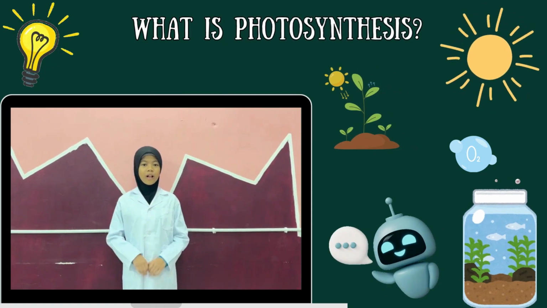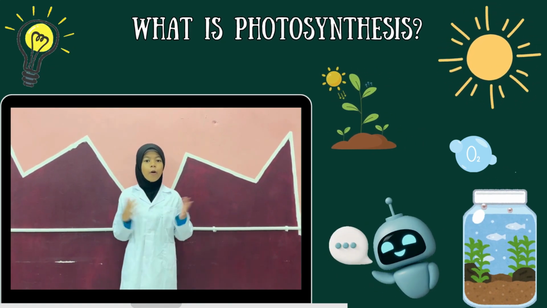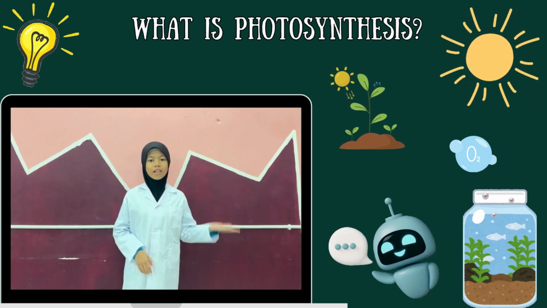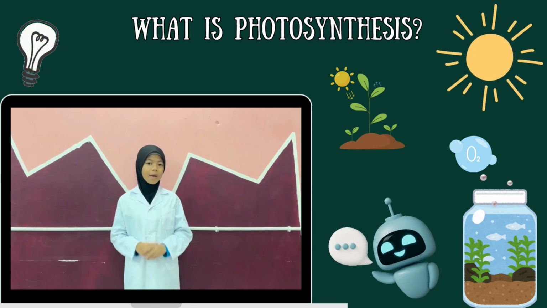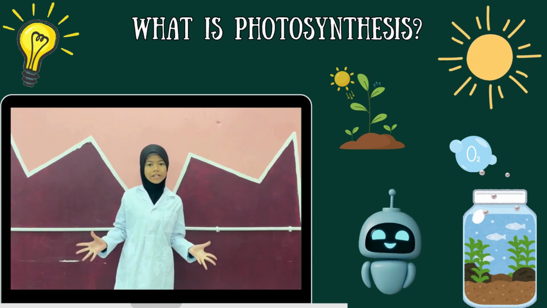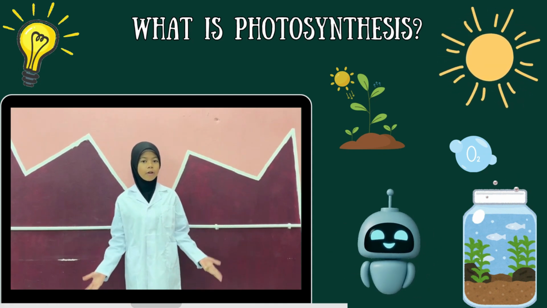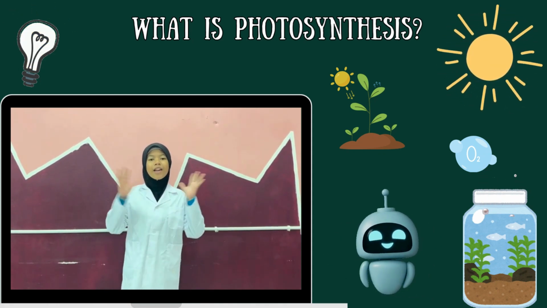Today we are going to talk about a very special process called photosynthesis. Photosynthesis is the process where plants make their own food using sunlight, water, and air, which contains a gas called carbon dioxide to produce oxygen and food known as glucose. So, plants can help us produce oxygen, which we need to breathe. Wow, isn't that amazing?